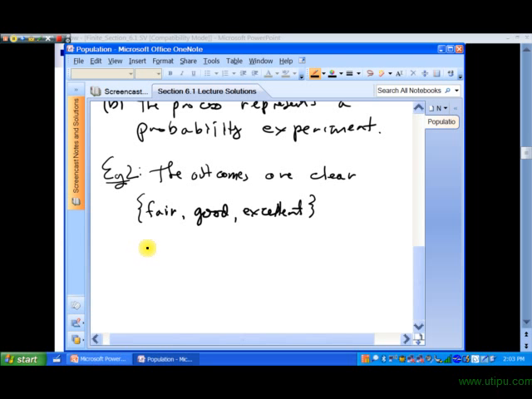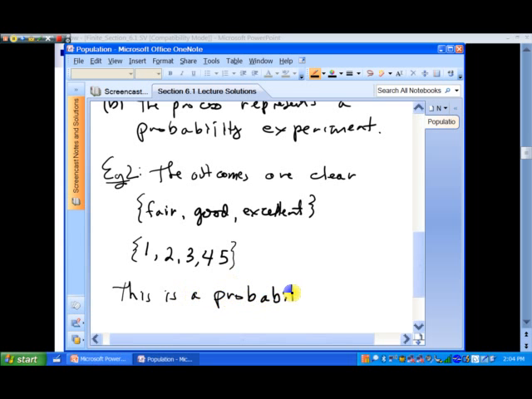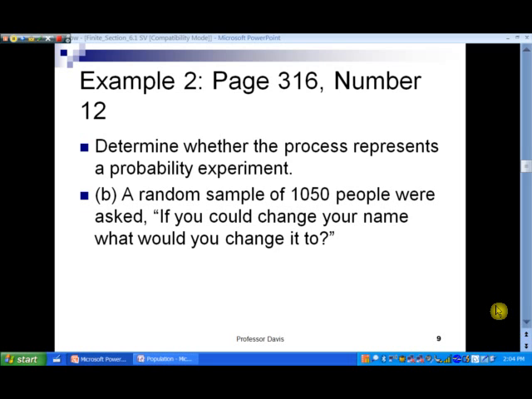And then the food was rated from 1 to 5. So in other words, these rankings of the food are uncertain because different people have different tastes, but it's clear that one of the answers is going to be one of these digits 1 through 5. So this is a probability experiment. All right, so part A is a probability experiment.